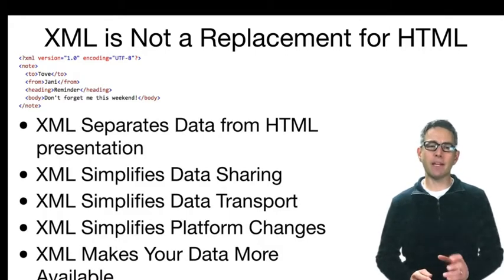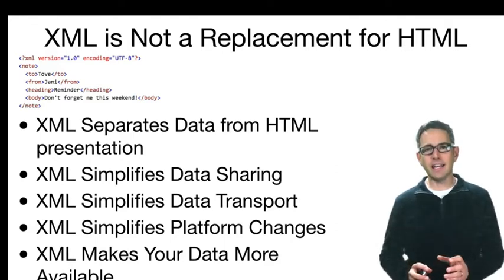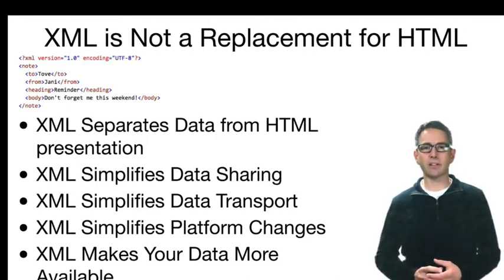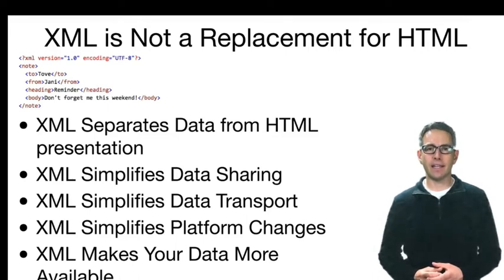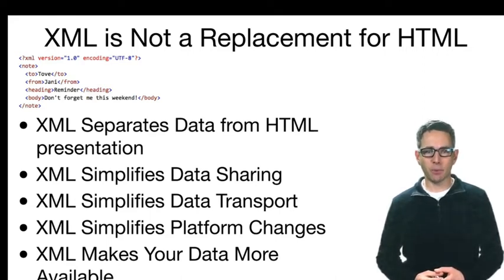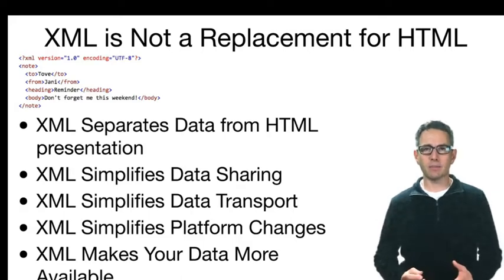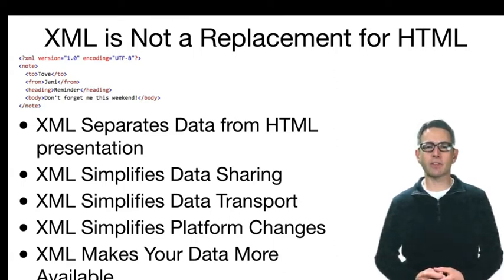XML was designed in order to separate data from presentation. The data can be transported as the XML file, and some other program, possibly like a browser or anything actually, has the opportunity to render that data in any way you would like. XML simplifies data sharing because it enables structured data to be shared in a way that's system and platform independent. It simplifies data transport, moving across the network. It simplifies platform changes. If you want to use data on one platform, OS X, or on another one, Windows, the XML standard becomes the interface through which those systems can communicate. And as a result, XML also makes your data more available because more platforms can use it.